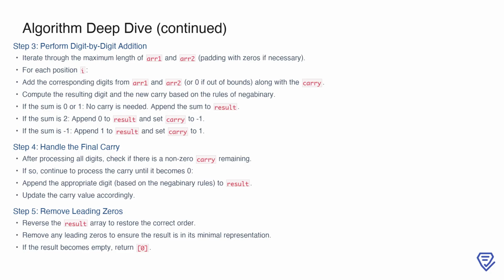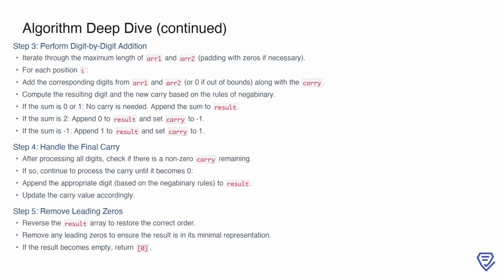based on Negabinary rules. If the sum is 0 or 1, no carry is needed, and we append the sum directly to result. If the sum is 2, we append 0 to result and set carry to -1. Similarly, if the sum is -1, we append 1 to result and set carry to 1. These rules ensure that the resulting number remains valid in the Negabinary system.